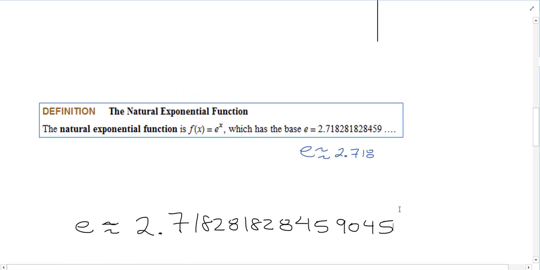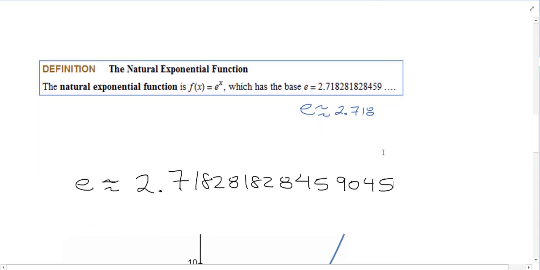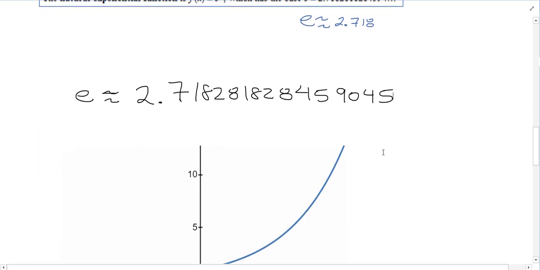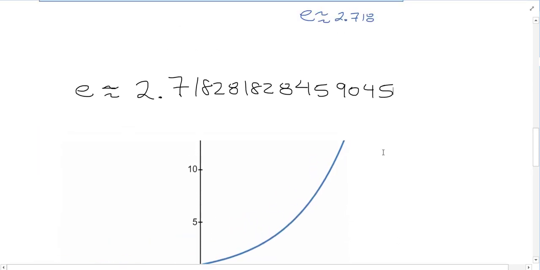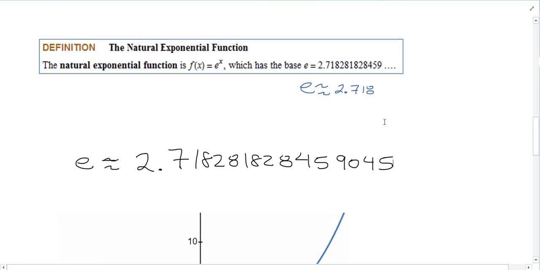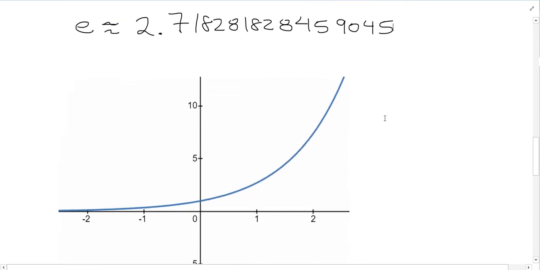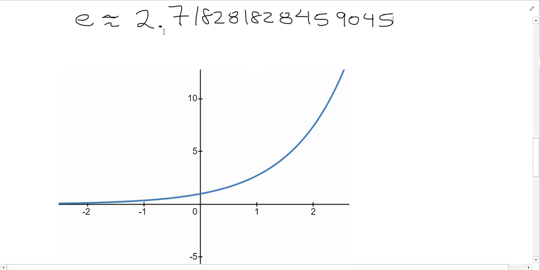If you put e to the 1 in your calculator, with 1 as an exponent, it will give you digits up until, I think, the 5, maybe. Anyway, that's the number e, and the approximation that is used is 2.718. The graph of e to the x is an exponential, right? E is 2.718, so almost 3.